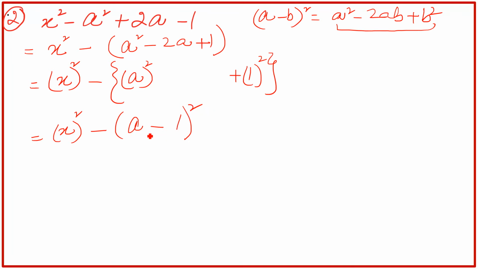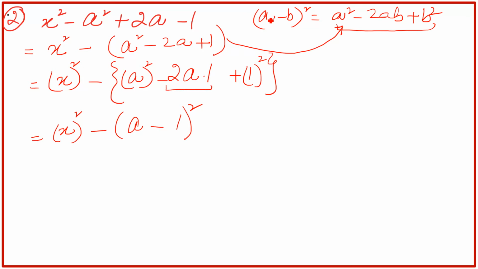If you expand (a − 1)(a − 1), you will get the same thing, right? But here you have to write down 2ab as well. So minus 2, just follow this formula. What is a? A is a and b is 1. When we multiply this, it is negative 2a and here is negative 2a. It is the same.